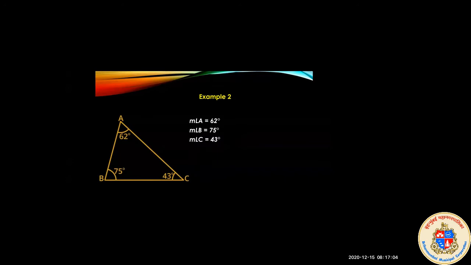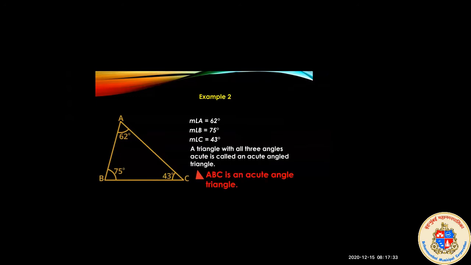Can you guess? Acute angle. Acute angle. Very good. Why? Because you can see that all the angles of these triangles are less than 90 degrees. When the angles of the triangle are less than 90 degrees, that triangle will be an acute angle triangle. So, a triangle with all three angles acute is called an acute angle triangle. Therefore, the triangle ABC is an acute angle triangle.